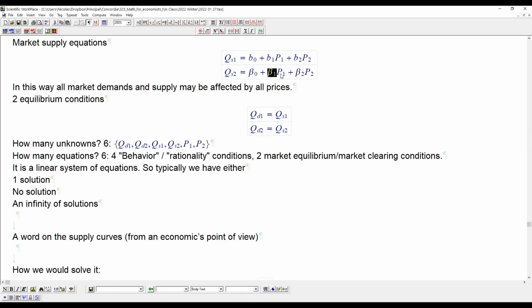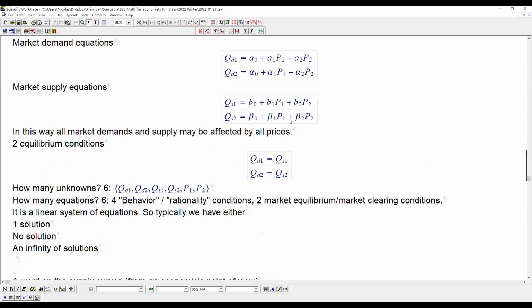If I'm producing cars, and the price of chicken goes up, imagine this is the market for chicken, how much is that going to affect my willingness to produce more cars? Yes, exactly. So it's perfectly possible here to have interaction between the two markets.